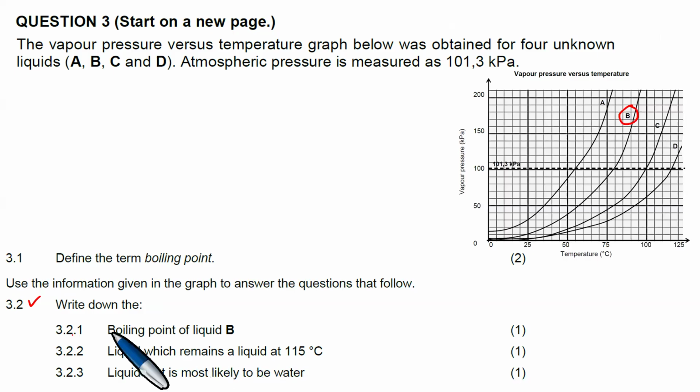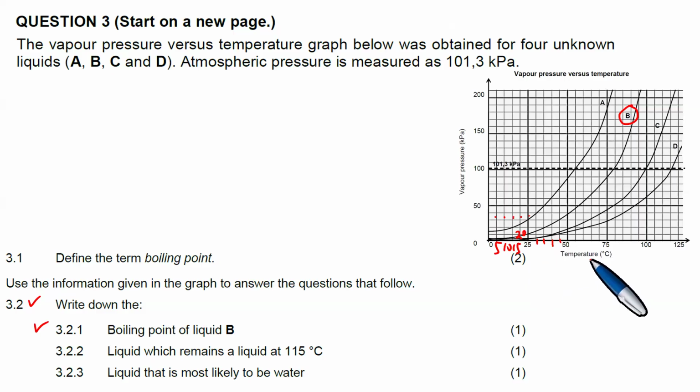Let's look at these together. So we're looking at 3.2.1, the boiling point of liquid B. Liquid B, you can see its graph is like this, and it is obviously an increasing graph. A couple of things we can see: this one is 25. So this is 5, then 10, then 15, then 20, then 25. It's in steps of 5.